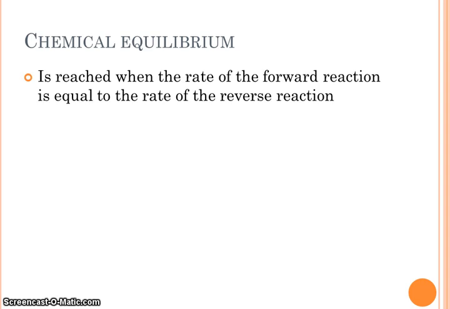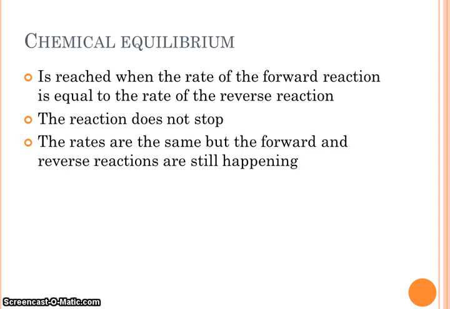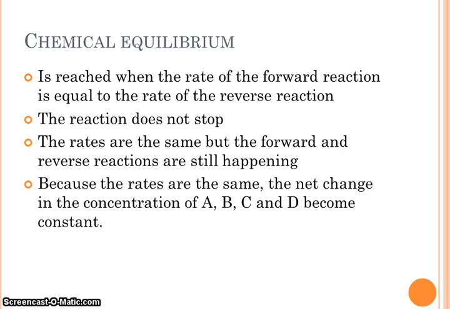So chemical equilibrium is reached when the rate of the forward reaction is equal to the rate of the reverse reaction. Now, when we get to chemical equilibrium, the reaction doesn't stop. The rate of the forward reaction and the rate of the reverse reaction are equal, but those two reactions are still proceeding. At the microscopic level, there's a lot going on, even though it doesn't look like anything's going on at the macroscopic level. So because the rates are the same, the net change in concentration for A, B, C, and D becomes zero, and the concentrations are constant.